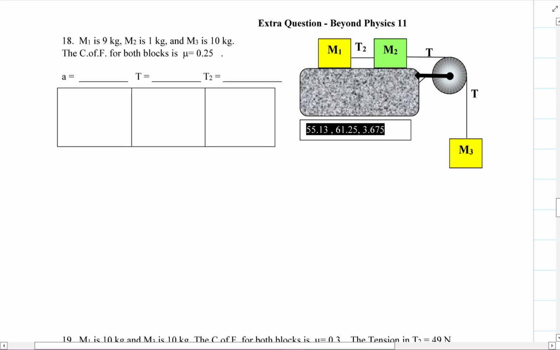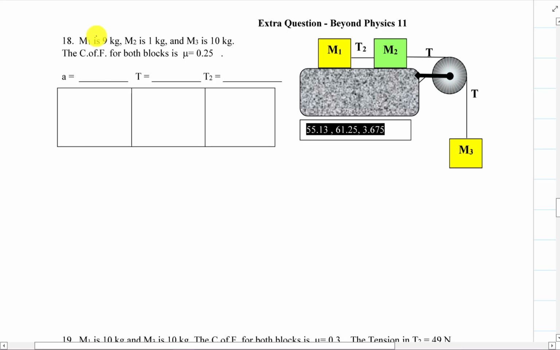Number 18 here is a system a little bit more complex than the basic ones of Physics 11. So let's just start drawing our free body diagrams. We have two masses up on top of a cement brick of some sort. It has a coefficient of friction of 0.25. The two masses are 9 kilograms and 1 kilogram, and there's a 10 kilogram mass hanging off the edge of a frictionless, massless pulley. Okay, free body diagrams.